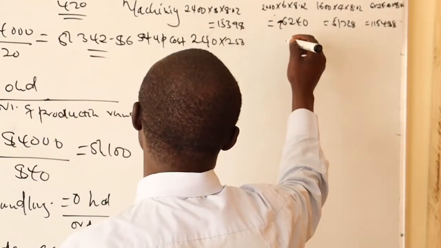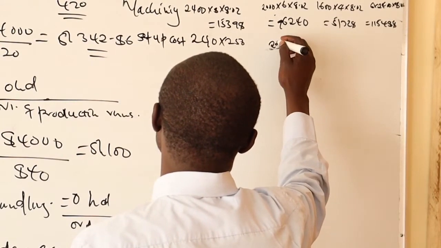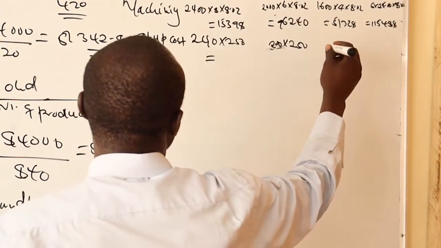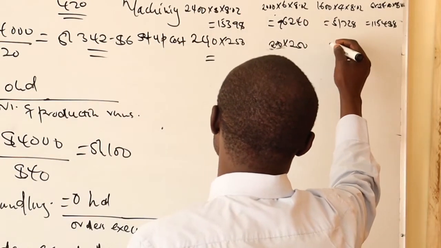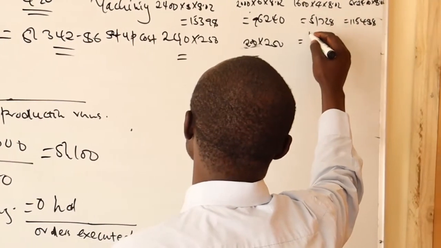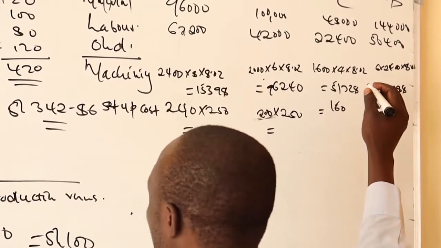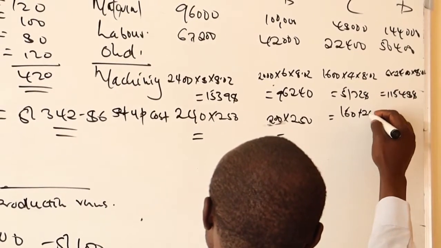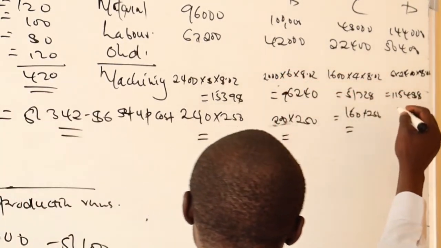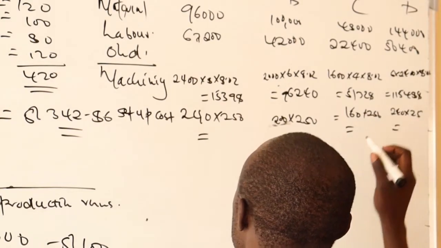Then here it will be 200. This one is going to be 200 times 250, and you get the answer here. This one is going to be 160. The total number of setups for product C was 160 times 250. And then for product D, it's going to be 240 times 250. You get the answers there.